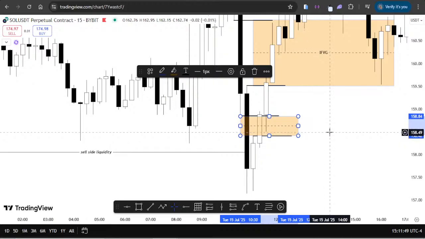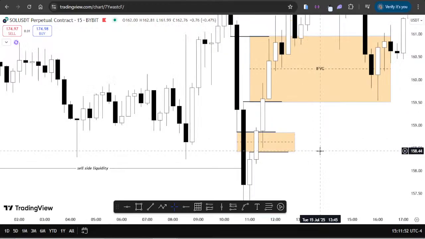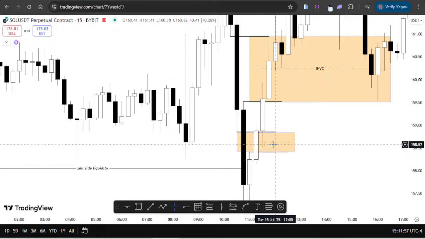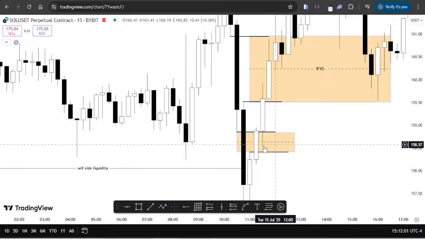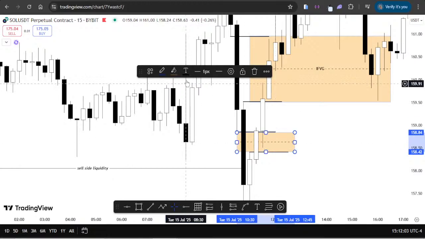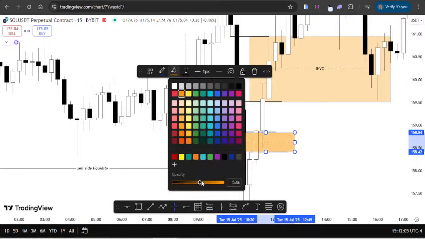So we are in a bullish scenario, and I want to show you how inversion fair value gap is used by smart money to deliver price. I don't know if this is thick enough. Let me just thicken it a bit. I think this is 50. It's okay.